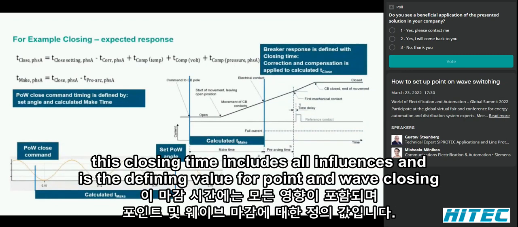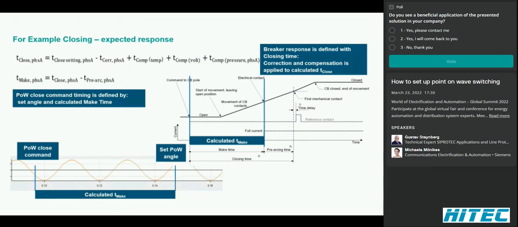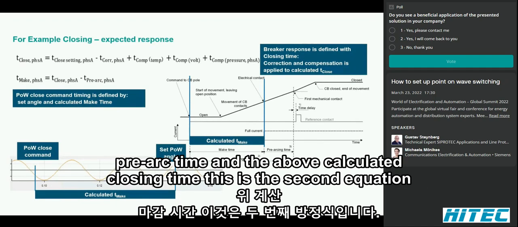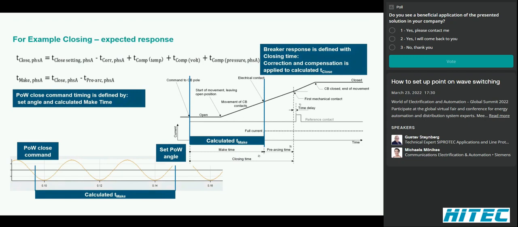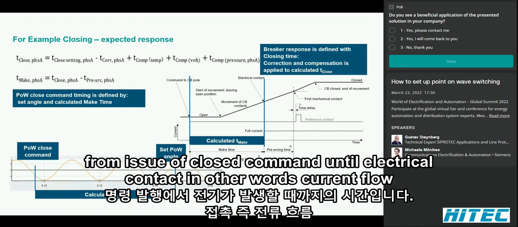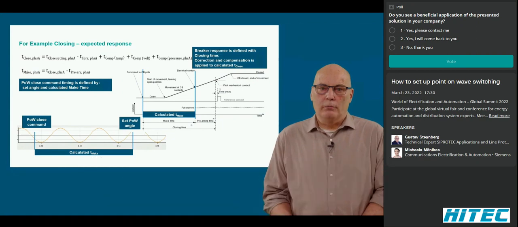This closing time includes all influences and is the defining value for point-on-wave closing. Next is calculated the make time with a set pre-arc time and the above calculated closing time. This is the second equation. It is shown in the right-hand side diagram and will be the time from issue of close command until electrical contact, in other words, current flow.